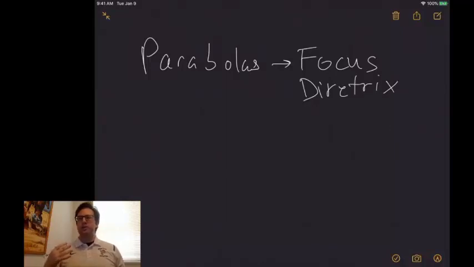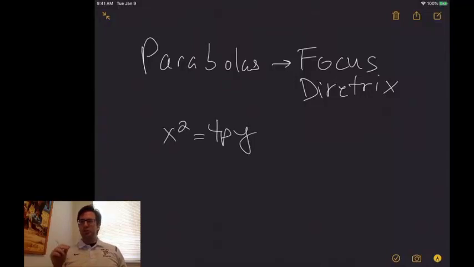So when we're talking about parabolas in this context, when they open up or down, and we'll get to parabolas that open left or right a little bit later, we most often want the equation for the parabola to look like this: x squared equals 4py. So I'm going to do one, maybe two examples where it looks like this. We figure out what that value of p is, and then identify where the focus and the directrix are.